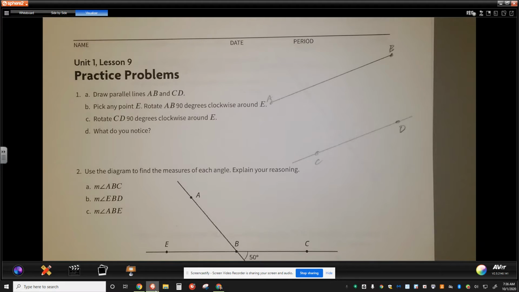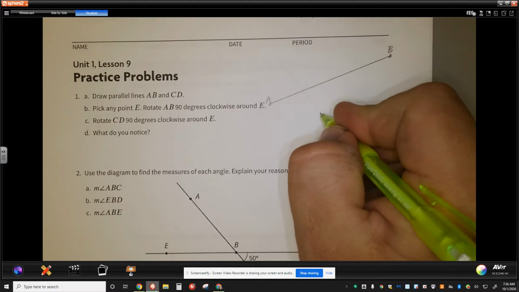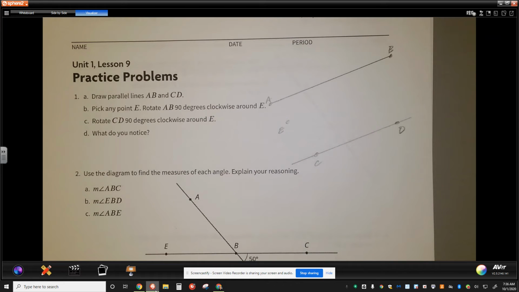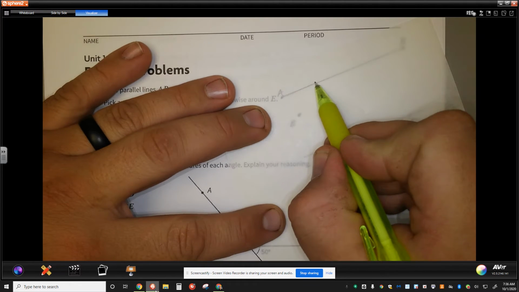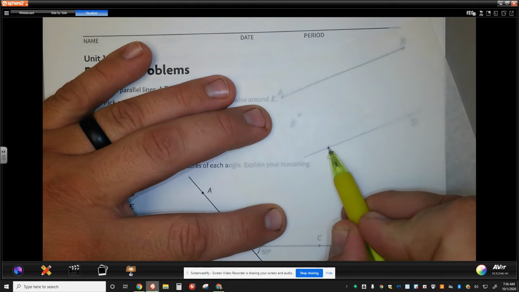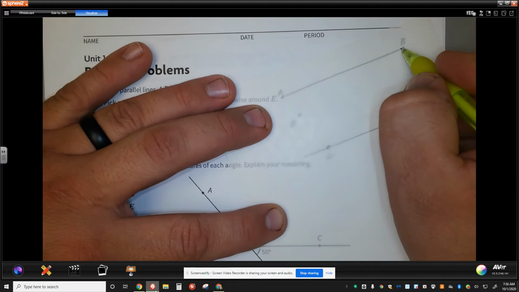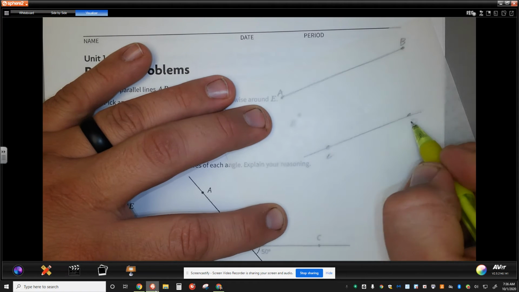And then we're going to pick any point and rotate AB 90 degrees clockwise around center E. So we just pick any center E around here. We do that rotation of 90 degrees clockwise, and when we see that rotation of 90 degrees, we should see that we have a relationship between these lines that is constant. If you remember, the lesson today was about recognizing the consequences of rotating and reflecting and translating parallel lines.